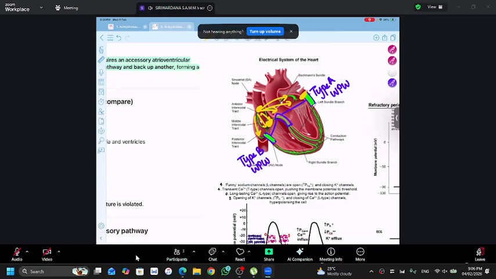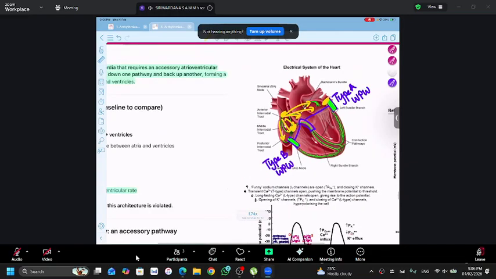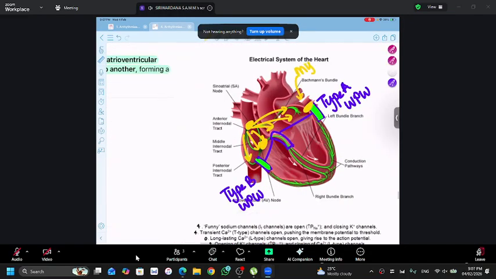Here is where the re-entry circuit is going to be established. How exactly does that happen? Now at the AV node, basically here we have myocytes, contractile tissue. At the AV node you have conduction tissue.